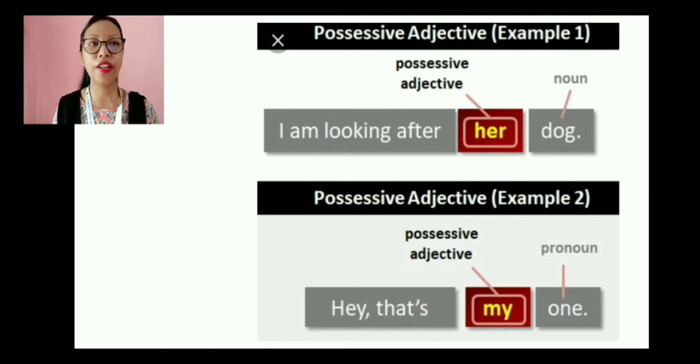Therefore, her is the possessive adjective. Let's come to example number 2. Hey, that's my one. So here, one is not a noun, it's a pronoun. So my one, that is my one, means it belongs to me. Therefore, my is the possessive adjective and one is the pronoun here. Is that clear to you, I guess?